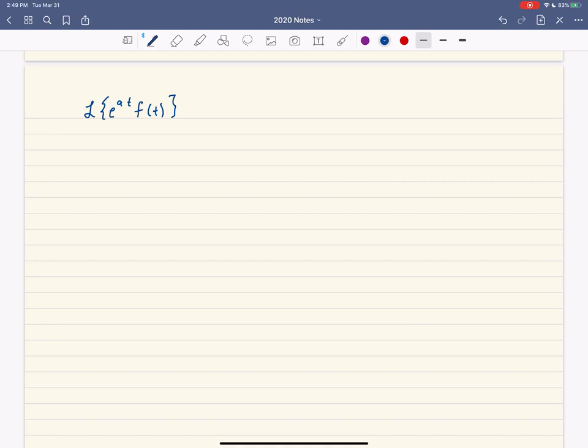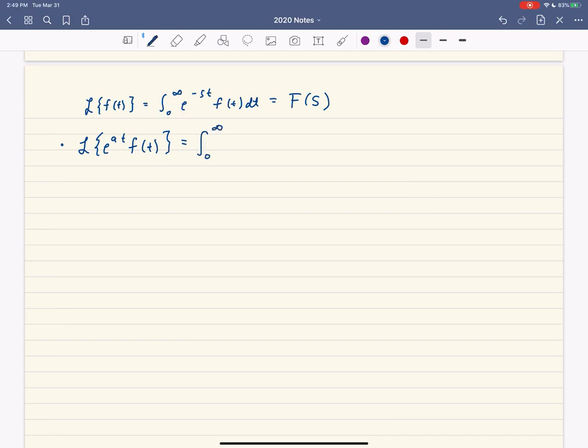Remember, I think this is worthwhile to have here: the Laplace transform of f is the integral from 0 to infinity of e to the negative st f of t dt. And it's occasionally useful, and it will be here, to think of this as a function of s. So we write this as capital F of s. And so we want to compute the Laplace transform of e to the at times f of t. And what this means is that we're just going to apply the definition and see what happens.